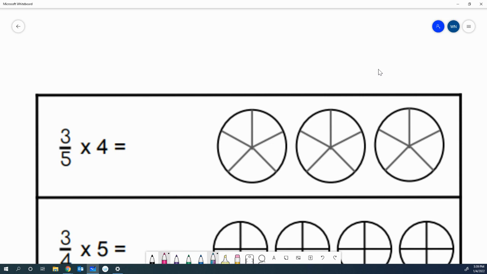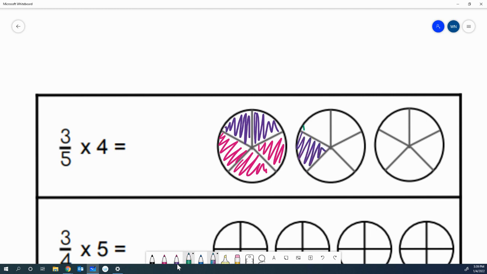So what we're going to do is take our first color and color in 3/5. As you can see, I went ahead and divided up these circles for you. So we're going to say 1/5, 2/5, 3/5. That's colored one time. So I'm going to pick a second color. I'm going to say 1/5, 2/5, 3/5. There, it's colored a second time.